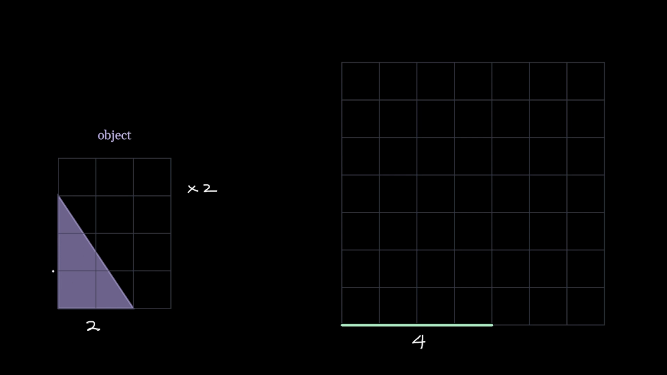Now the height. The height of our object in this case is 1, 2, and 3. It's 3 squares high. And the scale factor is 2. That means if we multiply 3 by 2, that will give us 6. So the height of our enlarged triangle will be 6 squares.